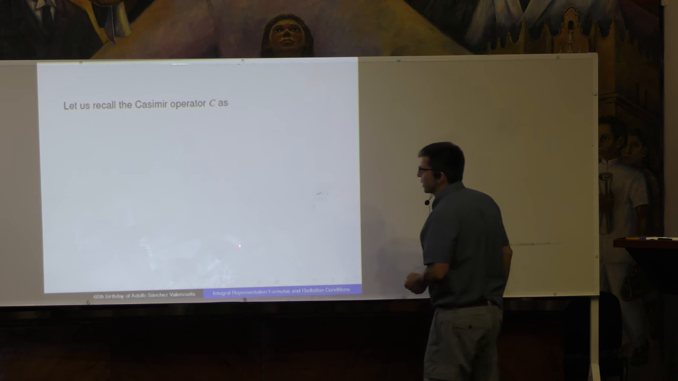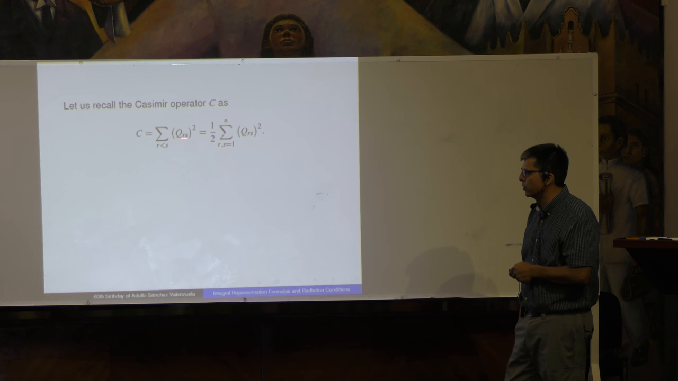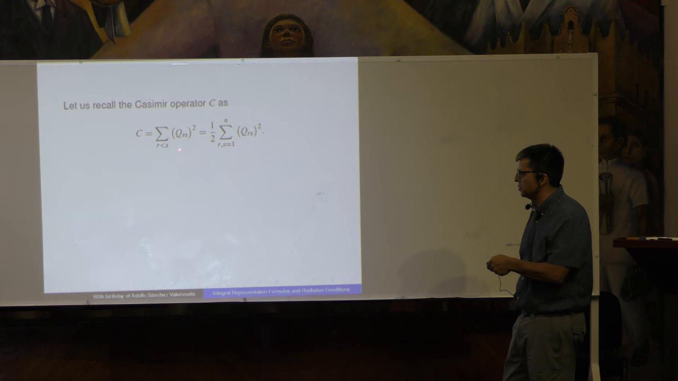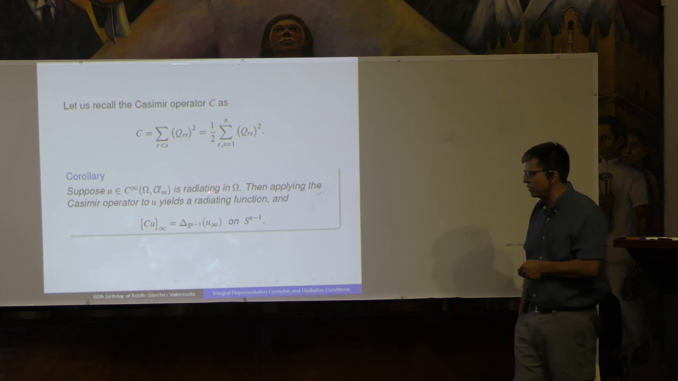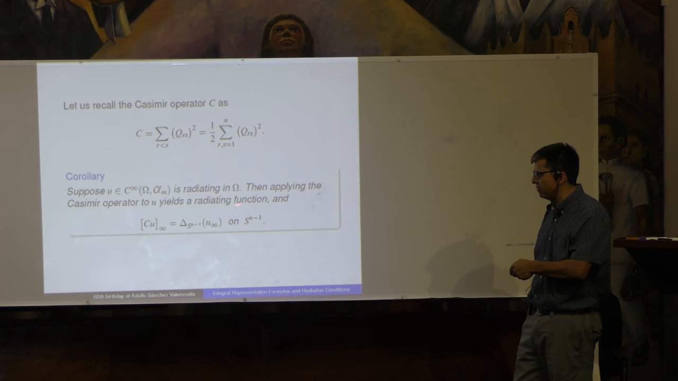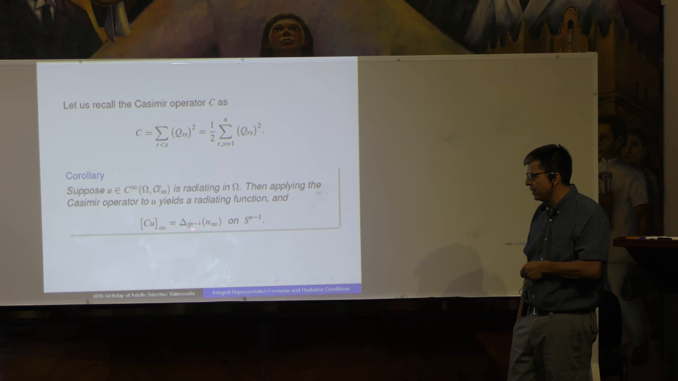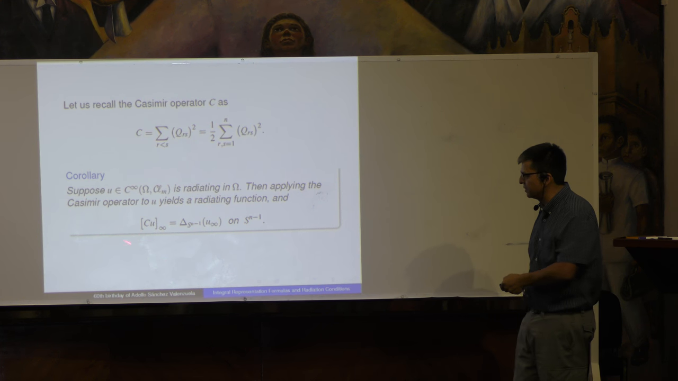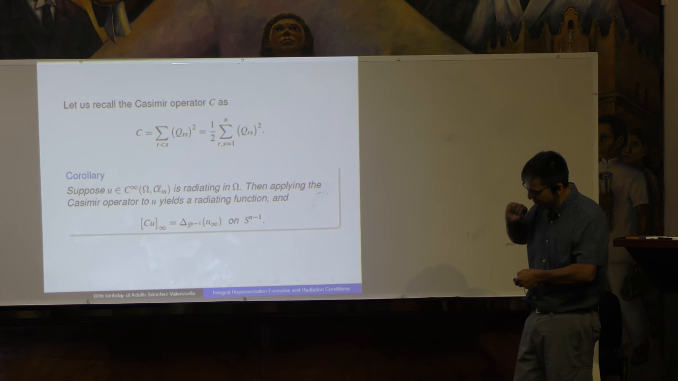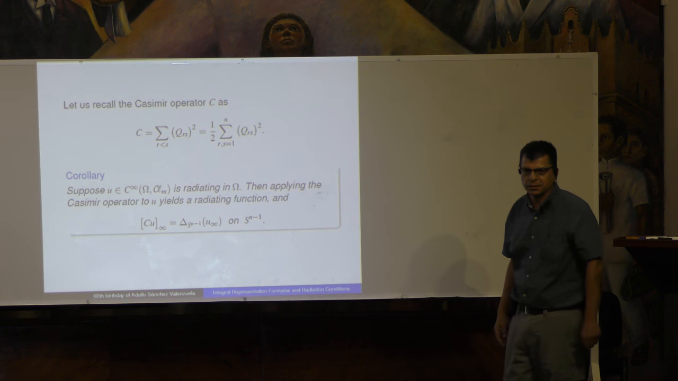So let me remind you what the Casimir operator is. The Casimir operator is to take all the harmonic oscillators to the square, given this way or this way. And so if we do the corollary twice, if we take a radiating function and we apply the Casimir operator, we get a radiating function, and that function has its far field pattern given by the Laplace-Beltrami operator of the function. So in a sense, the Casimir operator has far-field pattern equal to the Laplace-Beltrami operator. I think this is nice.